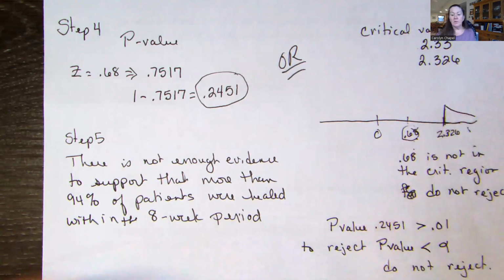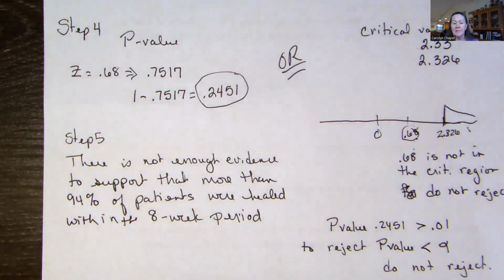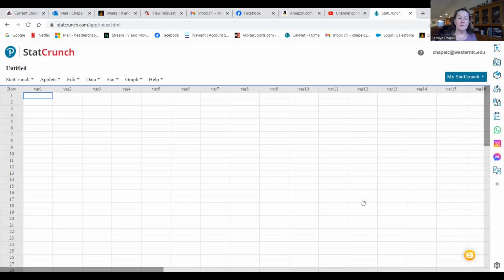I do want to go to StatCrunch and show you how we can get these same pieces. So I'm going to switch my screen to my StatCrunch. And I will probably do the next example both ways as well.